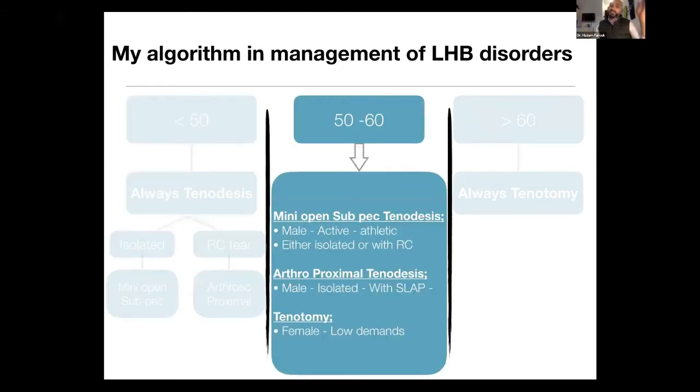With the gray zone area between 50 and 60, I have multiple options and take the decisions case by case. I can do a mini open subpectoral tenodesis if he is male and active and athletic, with either isolated or with rotator cuff tear. But I can go with the proximal onlay tenodesis if he is male and isolated with a SLAP lesion, for example. And I can make sure that tenotomy is enough for female with low demands.